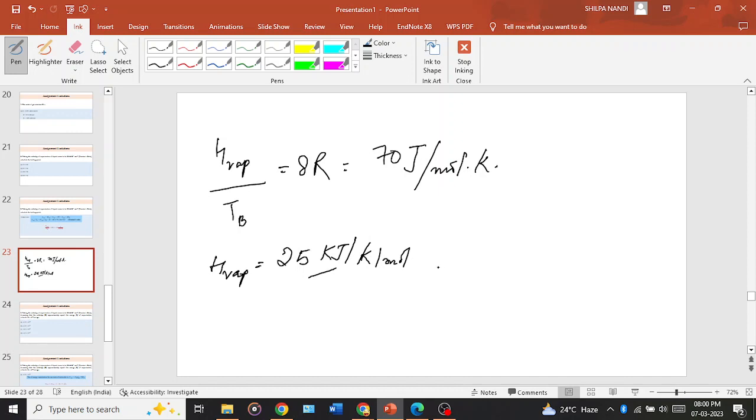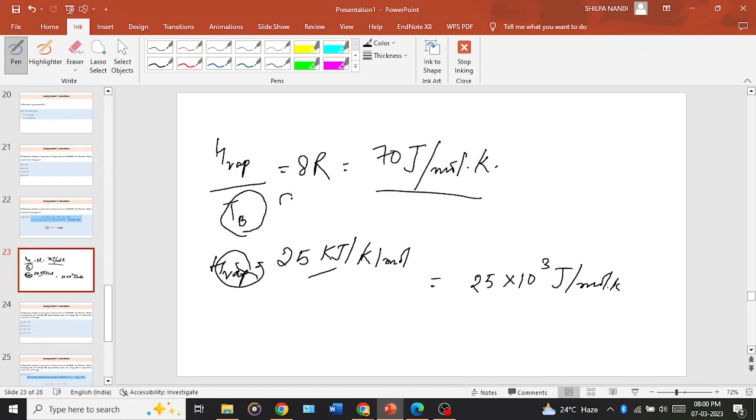So you see that here it is 70 joule per mole Kelvin. So you can just change this in terms of joule. If you change this in terms of joule, it will come as 25 into 10 power 3 joule per mole Kelvin. And now you can simply put the value of H vaporization and this to calculate the Tb. We needed to calculate the Tb, right?